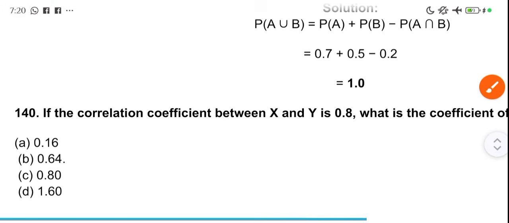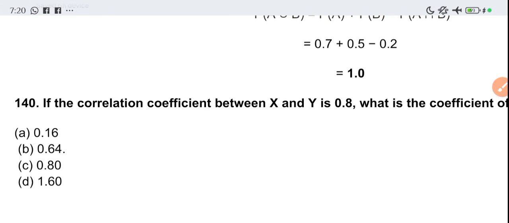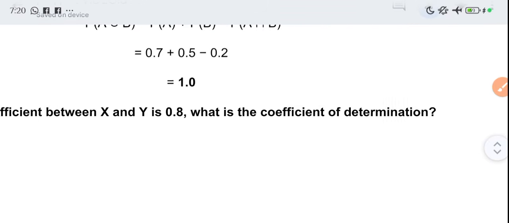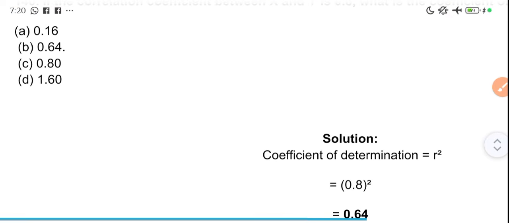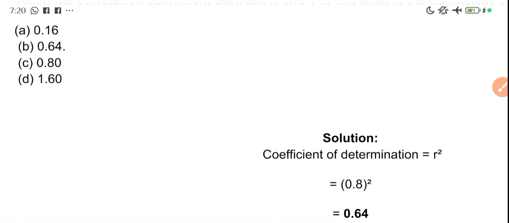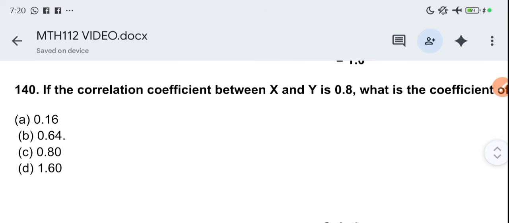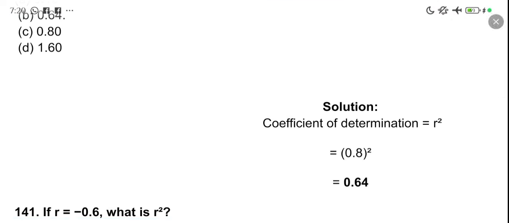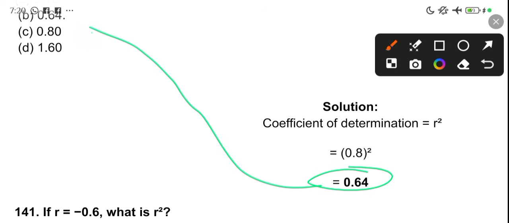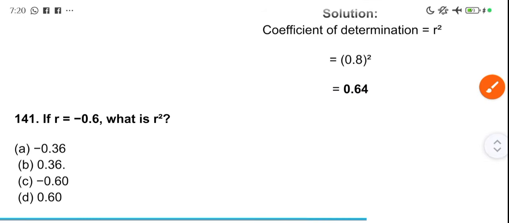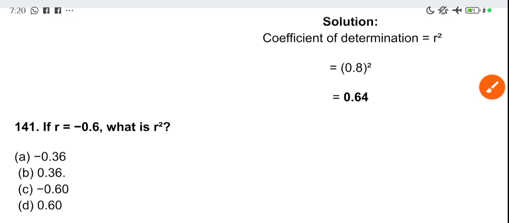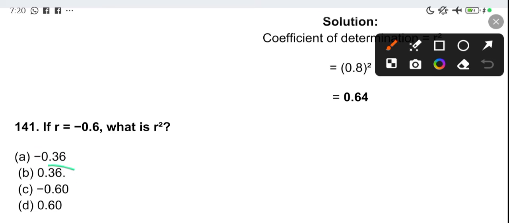Alright. If the correlation coefficient between x and y is 0.8, what is the coefficient of determination? What you need to do is, determination is r square. The coefficient of determination is r square, which means 0.8 squared, that gives us 0.64. It's as simple as that. So we have 0.64 as the answer. Alright, moving on. If r is equal to minus 0.6, what is r square? Same question, different value, the answer is 0.36. Please don't be tempted to say minus. Please take note.